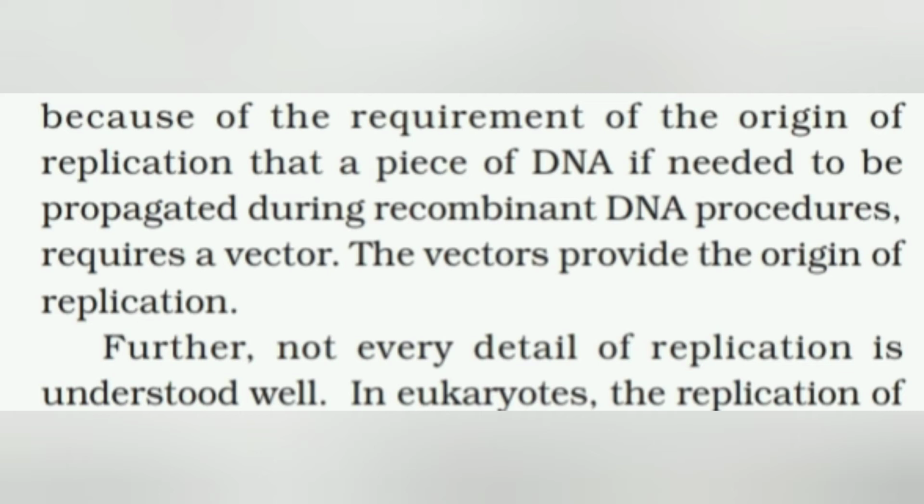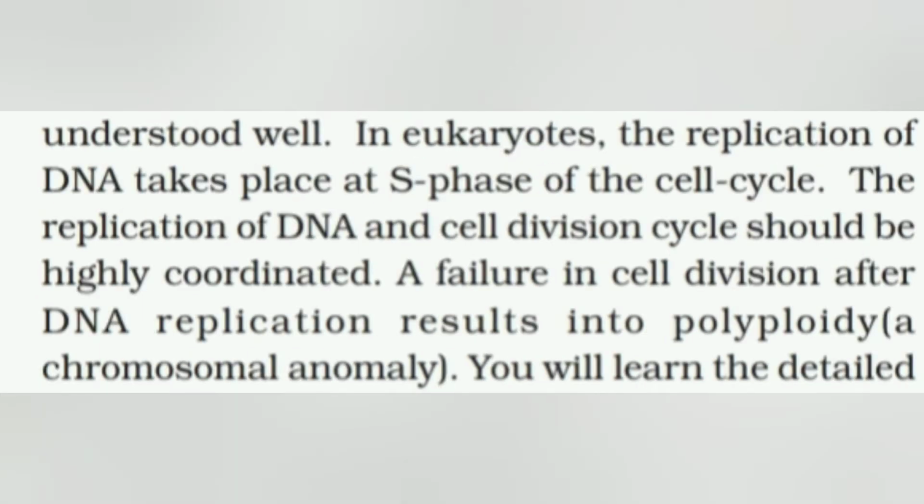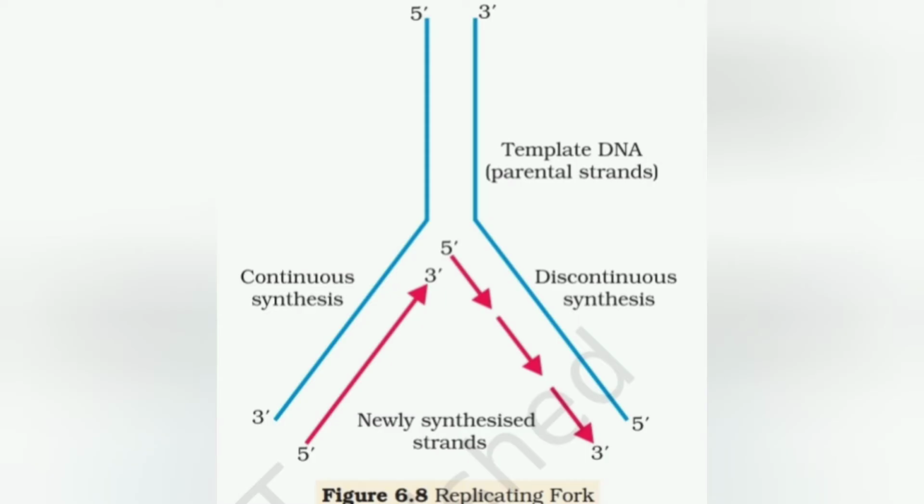In eukaryotes, the replication of DNA takes place in the S phase of the cell cycle. The replication of the DNA and the cell division should be highly coordinated, because failure in cell division after DNA replication results in polyploidy. We will learn this in more detail in higher classes.